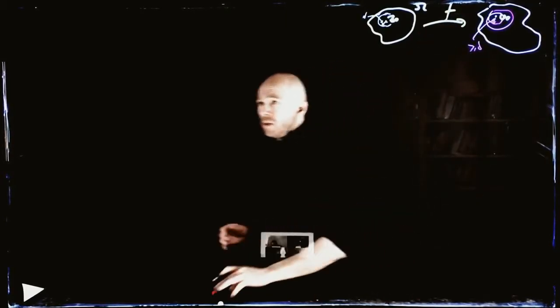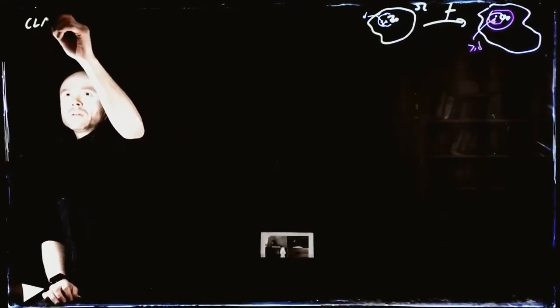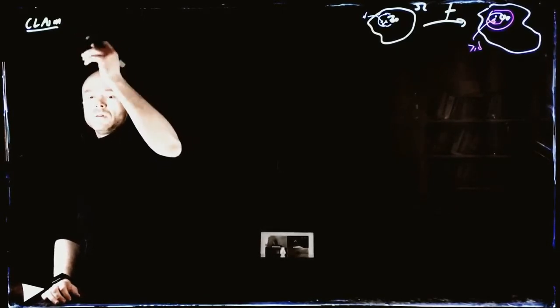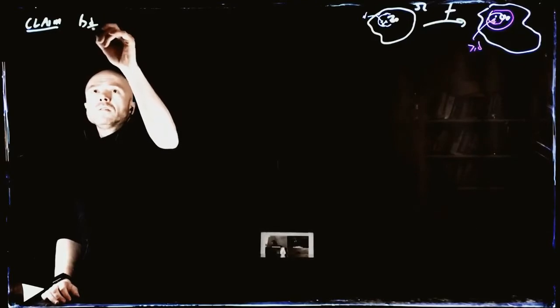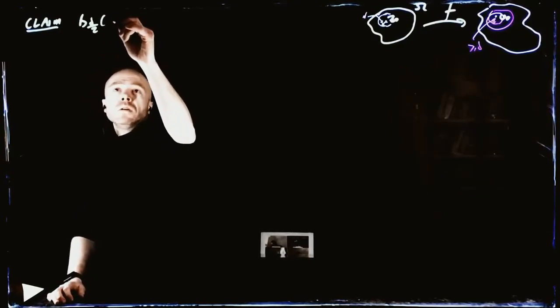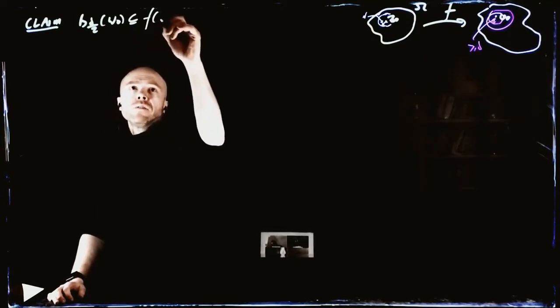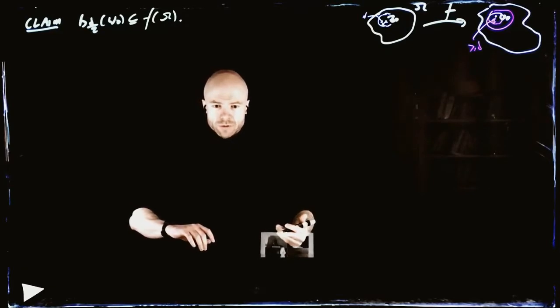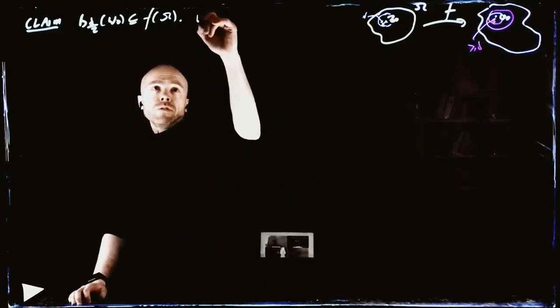And our claim was the following. I said we will show, but okay, claim: the ball of radius delta over 2 of w0 is actually contained within the entire image. And that's what we need to show to complete the proof. Okay, cool. All right, so proof of claim.